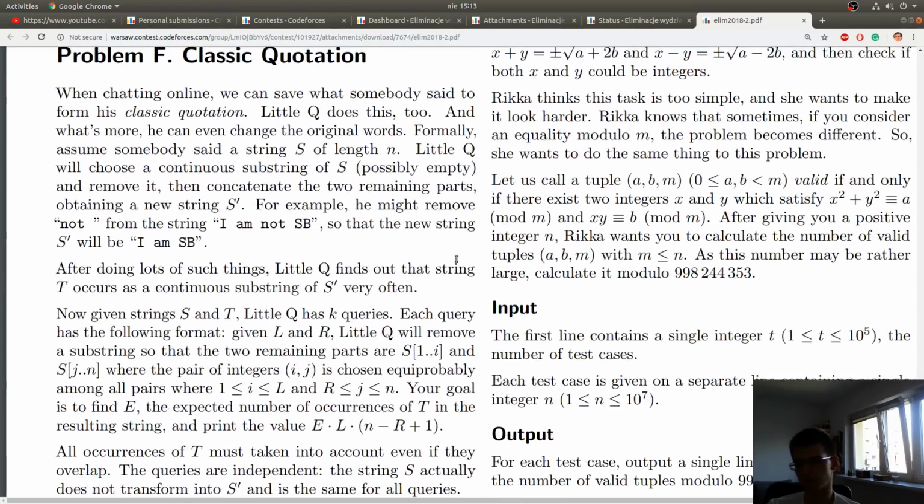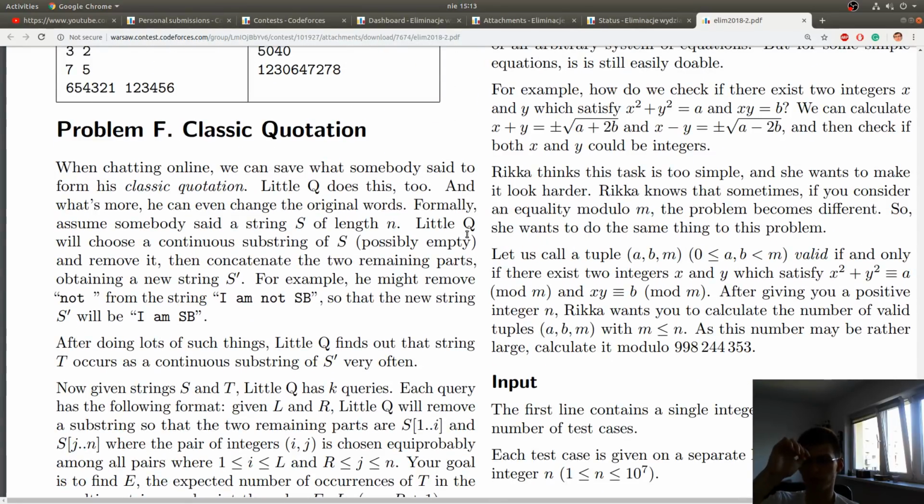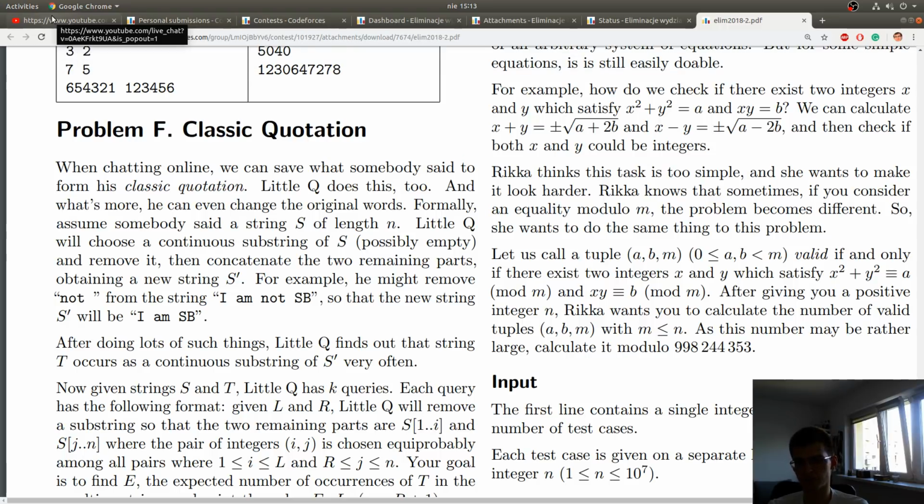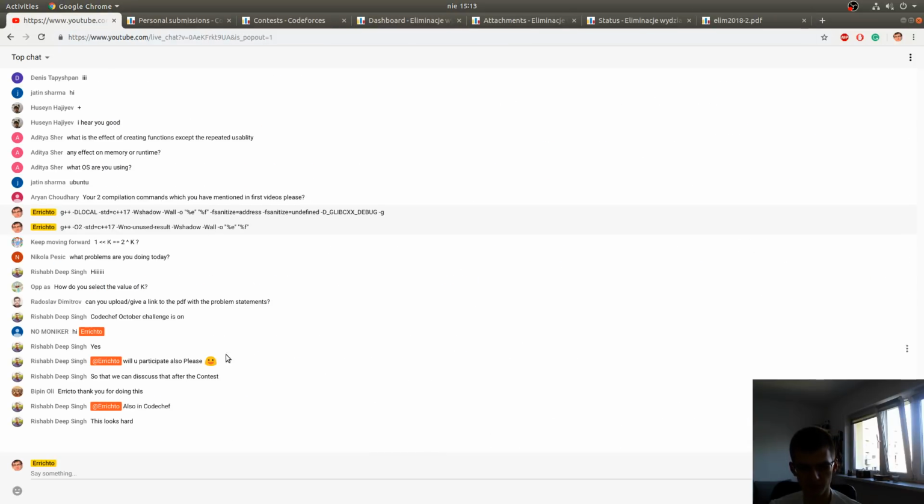This looks like sometimes problems with strings are very hard and require complicated structures, like, I don't know, suffix trees or arrays, but here it was just things like dynamic programming or something very simple, like greedily checking if something is a substring.